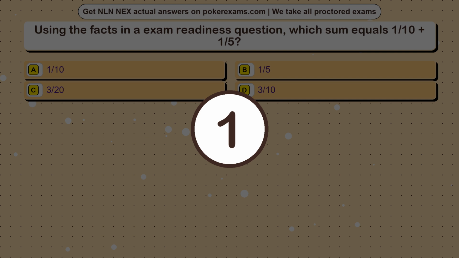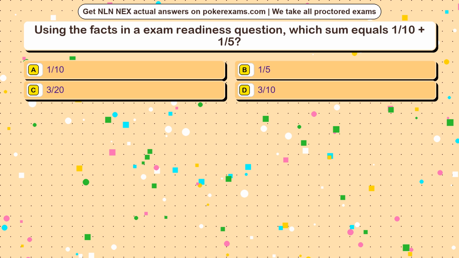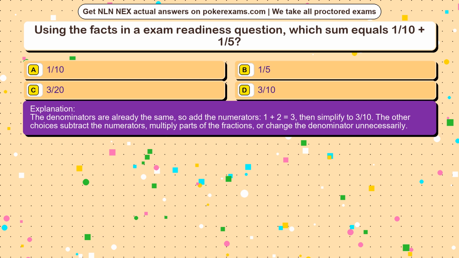The correct answer is option. The denominators are already the same, so add the numerators, 1 plus 2 equals 3, then simplify to 3/10. The other choices subtract the numerators, multiply parts of the fractions, or change the denominator unnecessarily.